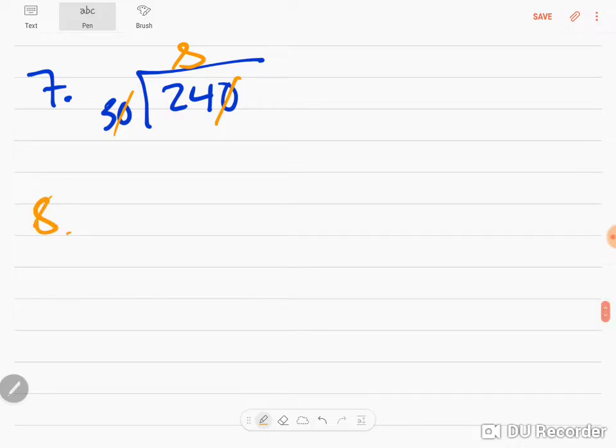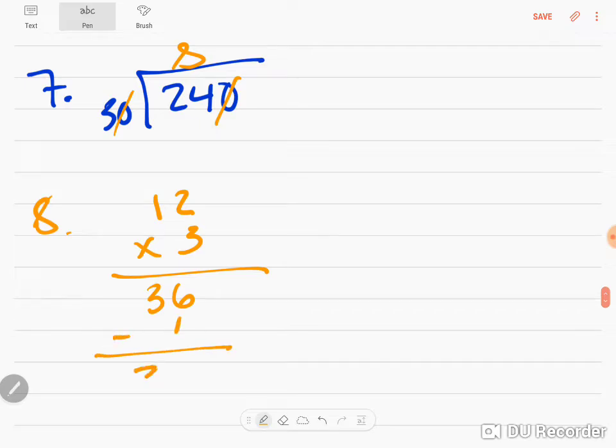Now we're on number 8. It says Alberto has 3 dozen pencils. Then he lost 1 pencil. How many pencils does he have? First, we have to do 12 times 3. The reason why I'm doing 12 times 3 is because he has 3 dozen. I'm sorry, dozen means 12. So I do 3 times 12, which is 36. He lost 1 pencil, so I have to do 36 minus 1. 36 minus 1 is 35.